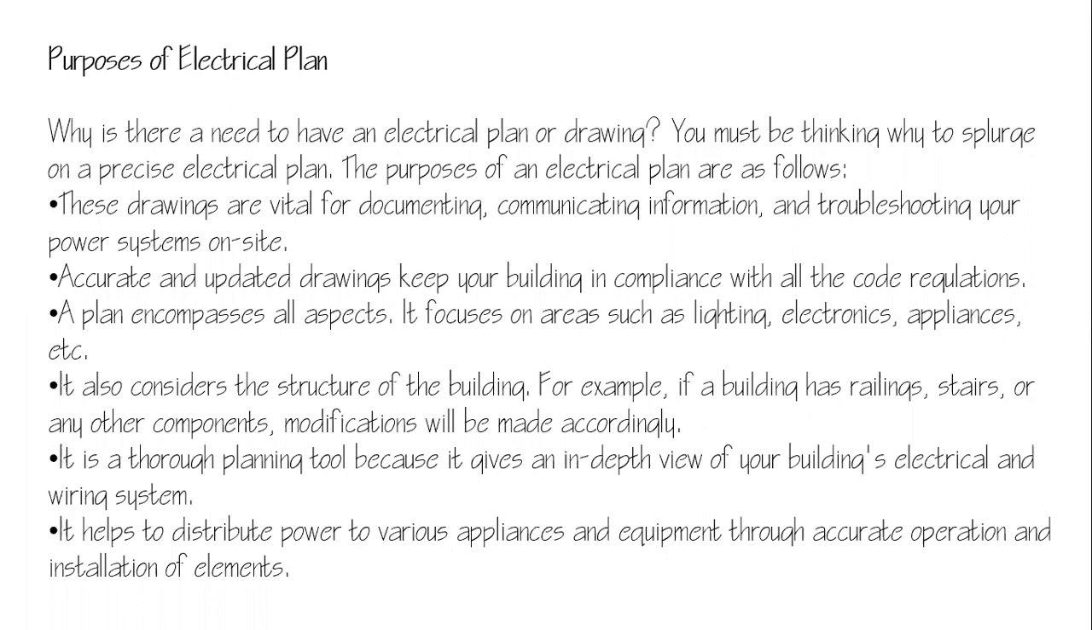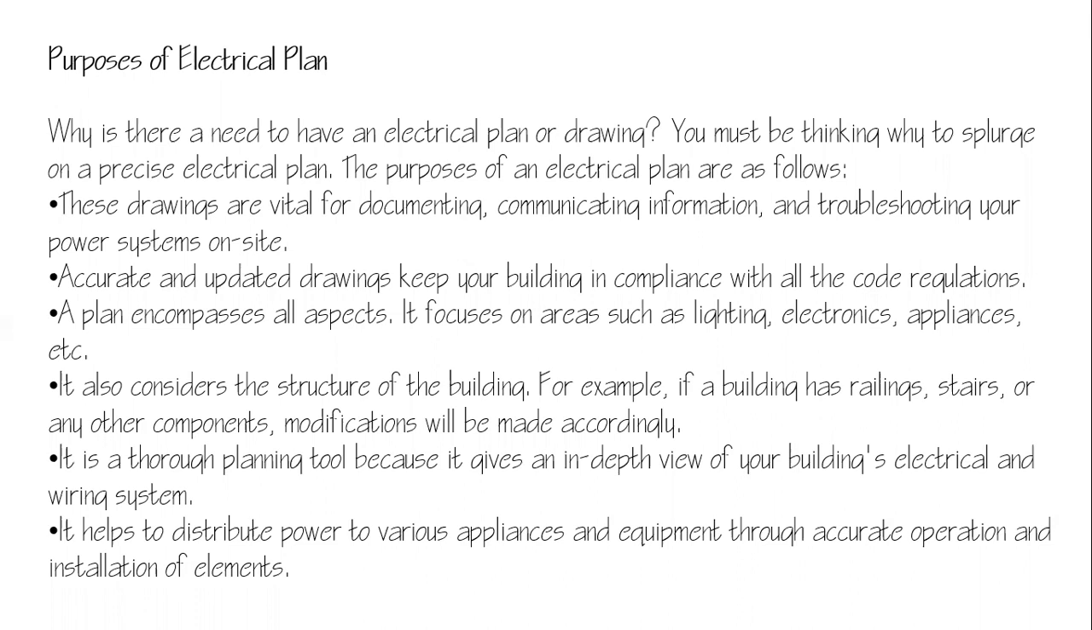So basically, a plan encompasses all aspects. However, it focuses on areas such as lighting, electronics, appliances, and so on. It also considers the structure of the building. For example, if a building has railings, stairs, or any other components, modifications will be made accordingly.